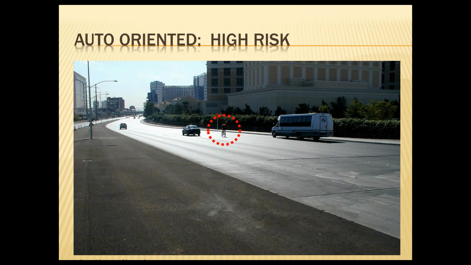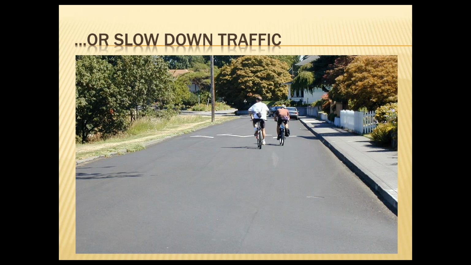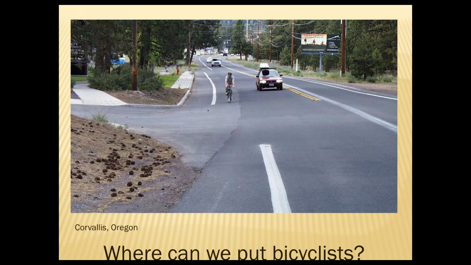On this roadway in Las Vegas, it's very auto-focused and makes for a very high-risk, uncomfortable type of riding. And this road warrior is probably the only bicyclist you may see out there all day. And so we need to be thinking to ourselves, are we going to provide a dedicated space on a street for our bicyclists, or are we going to identify streets that have a slower speed or where we can slow down traffic to make it more friendly for bicyclists to be in the roadway?